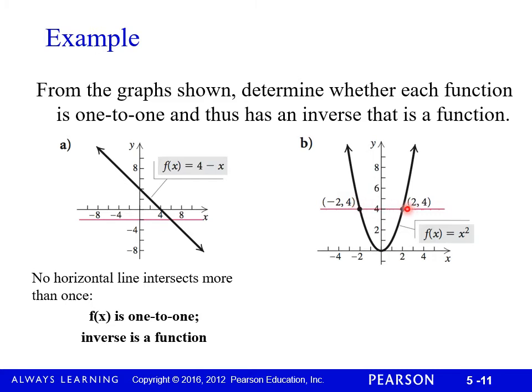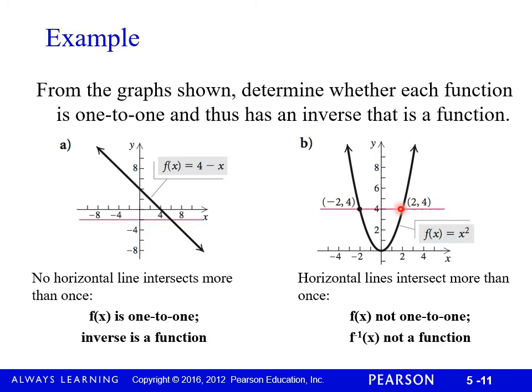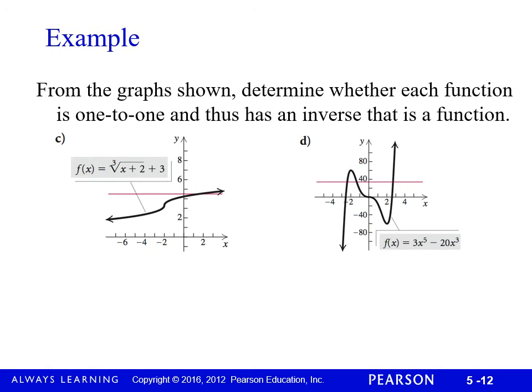Let's look at B. Here, a horizontal line touches more than once, so it is not one-to-one. The horizontal line test is for one-to-one functions. And if it's not one-to-one, then the inverse, or f inverse, is not a function. If a horizontal line touches more than once, then it's not one-to-one, and its inverse is not a function. You can see that that's exactly the same example.